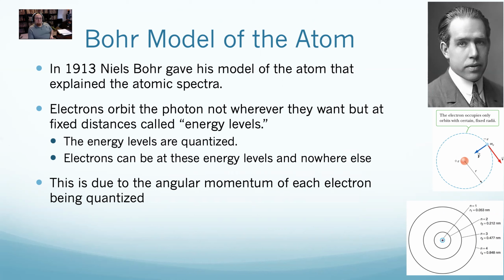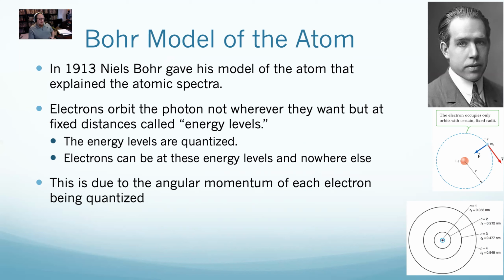He said, you know what? The electrons orbit at very, very set radii. It's not random. Each electron orbits at a set radius. And he called those radii energy levels. He said these energy levels were quantized, following the same logic as Einstein and Max Planck, that these energy levels exist at set spots, and electrons can orbit at these energy levels, at these set spots, but nowhere else.